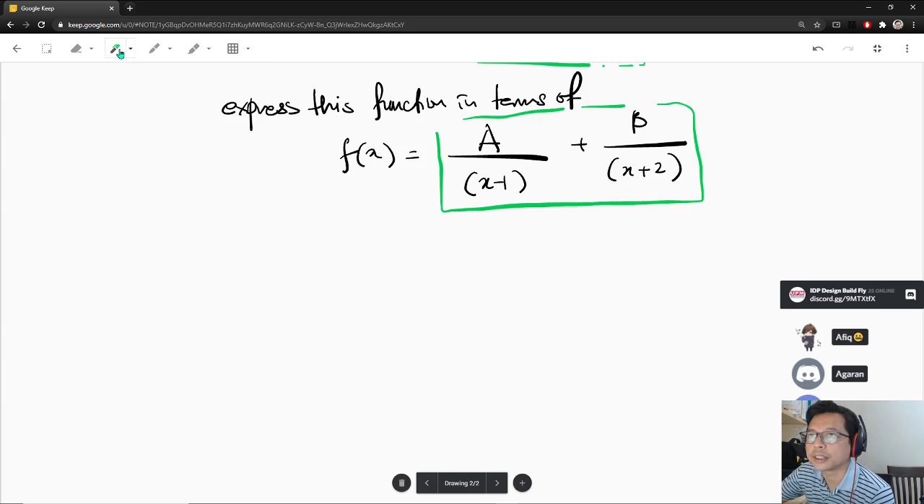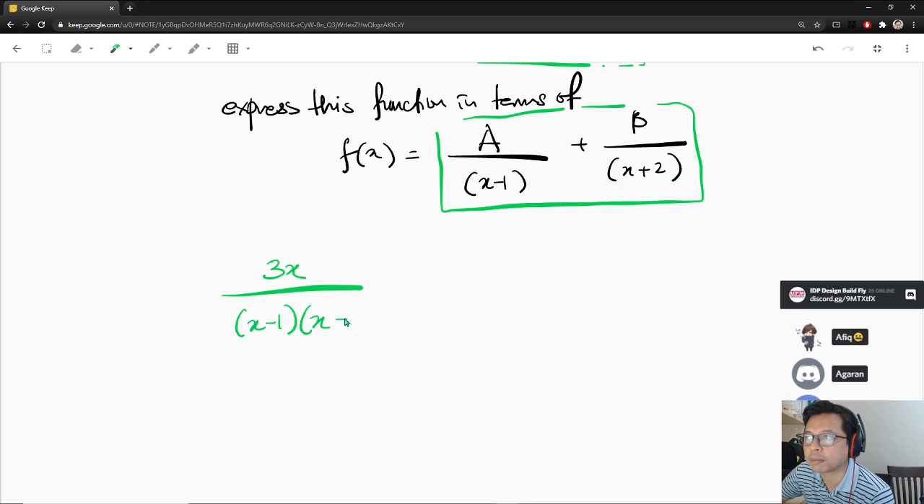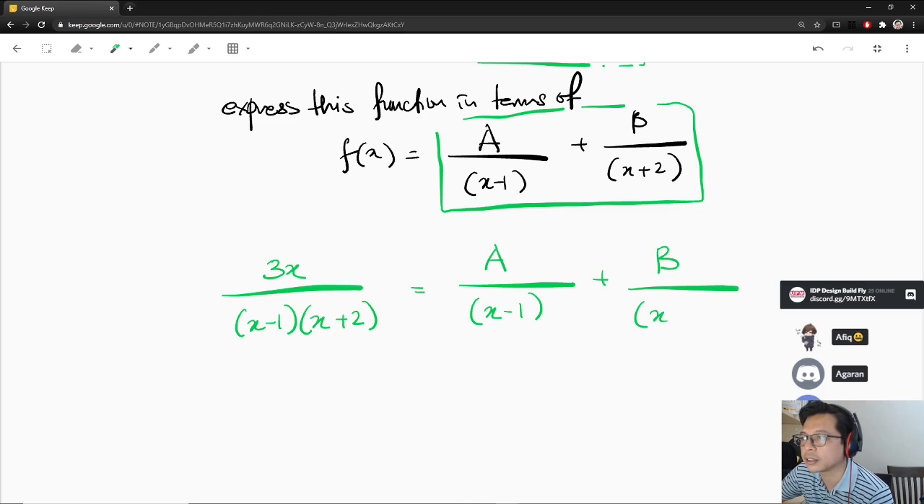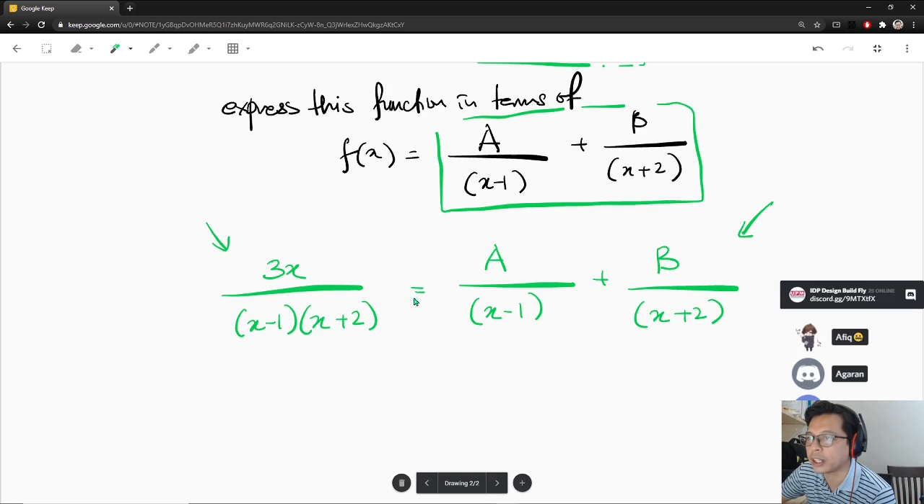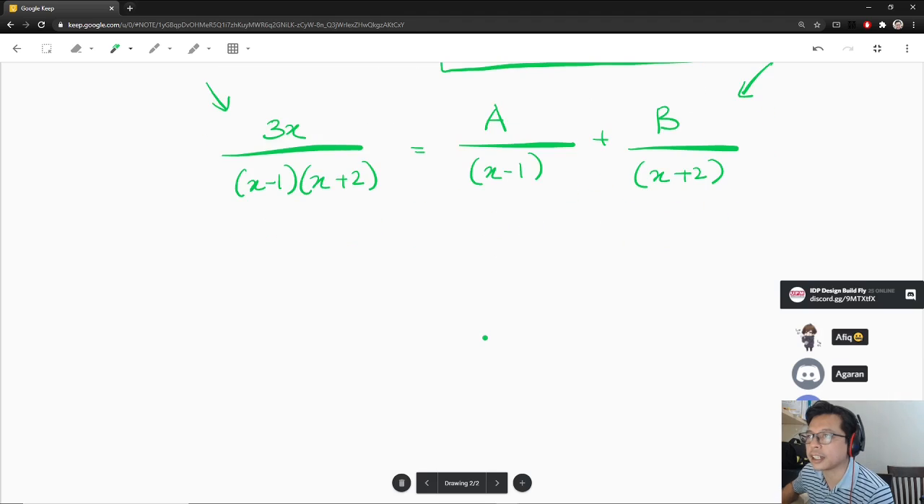Well, first and foremost, both of them need to be equal. 3x divided by (x minus 1)(x plus 2) needs to be equal to whatever that is, with a up here. We're going to find that, I don't know what that is. Also here, b, I don't know what that is. We need to find that as well. So we need to express this in terms of this. So let's equate that.